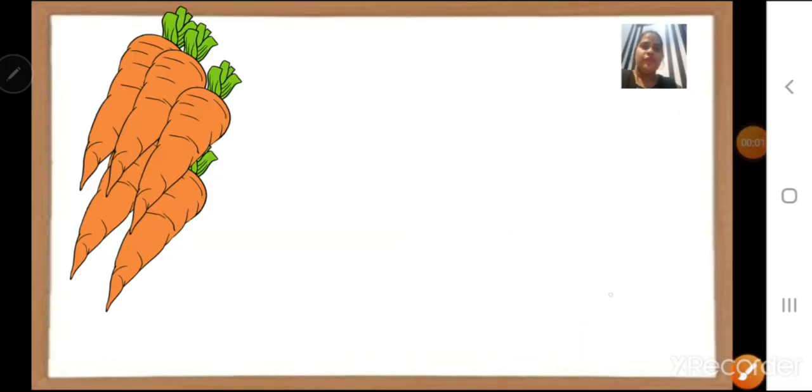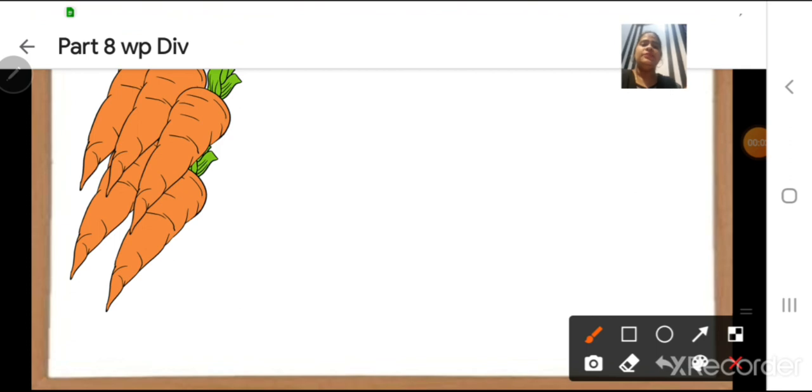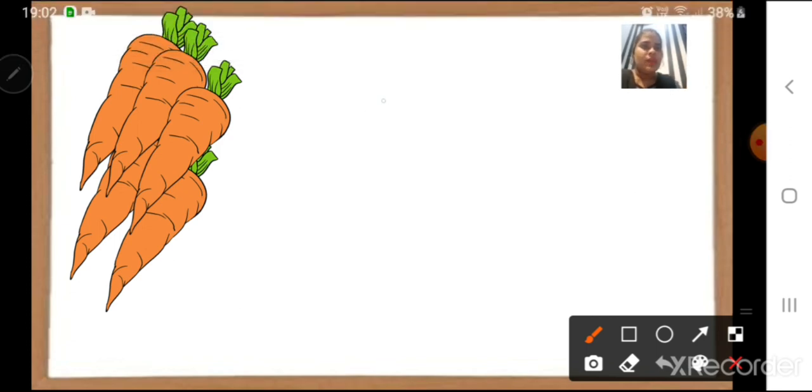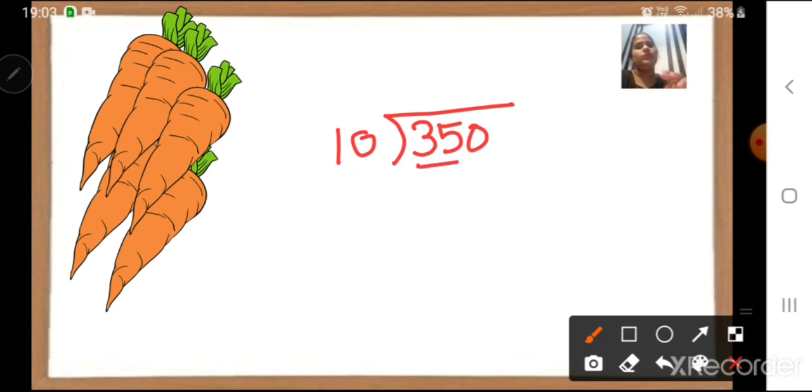So children, how will we find out? We will divide. We have to divide 350 divided by 10. So let us divide 350 divided by 10. Okay, we all know 10's table, correct? Now in our divisor there is a 2-digit number. Always remember this: if it is a 2-digit number, in our dividend also we have to directly take 2 digits at a time.